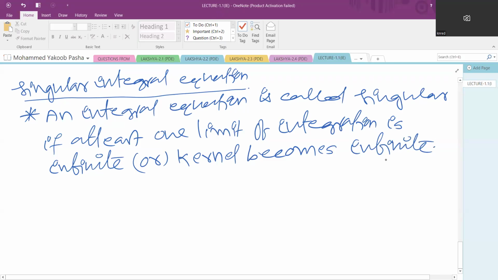That means if we take an equation, y of x is equal to f of x plus integral, say I am taking minus infinity to plus infinity, at least one limit is infinite.